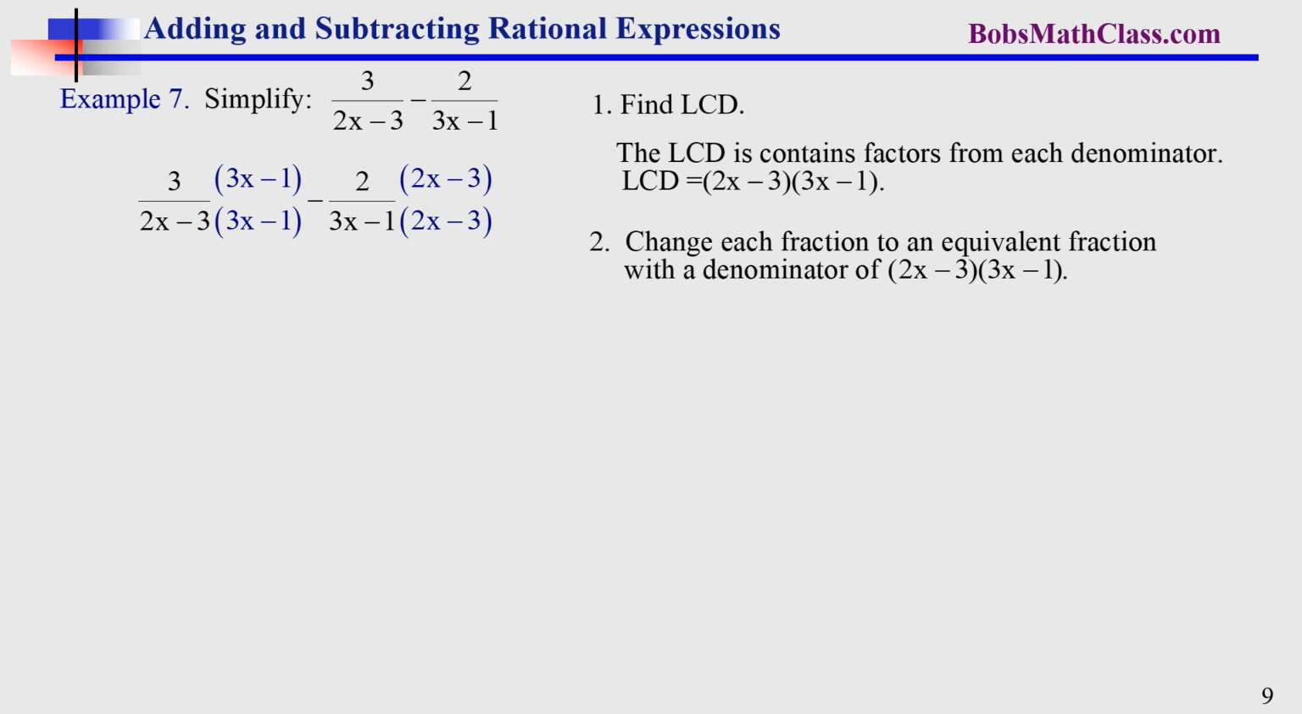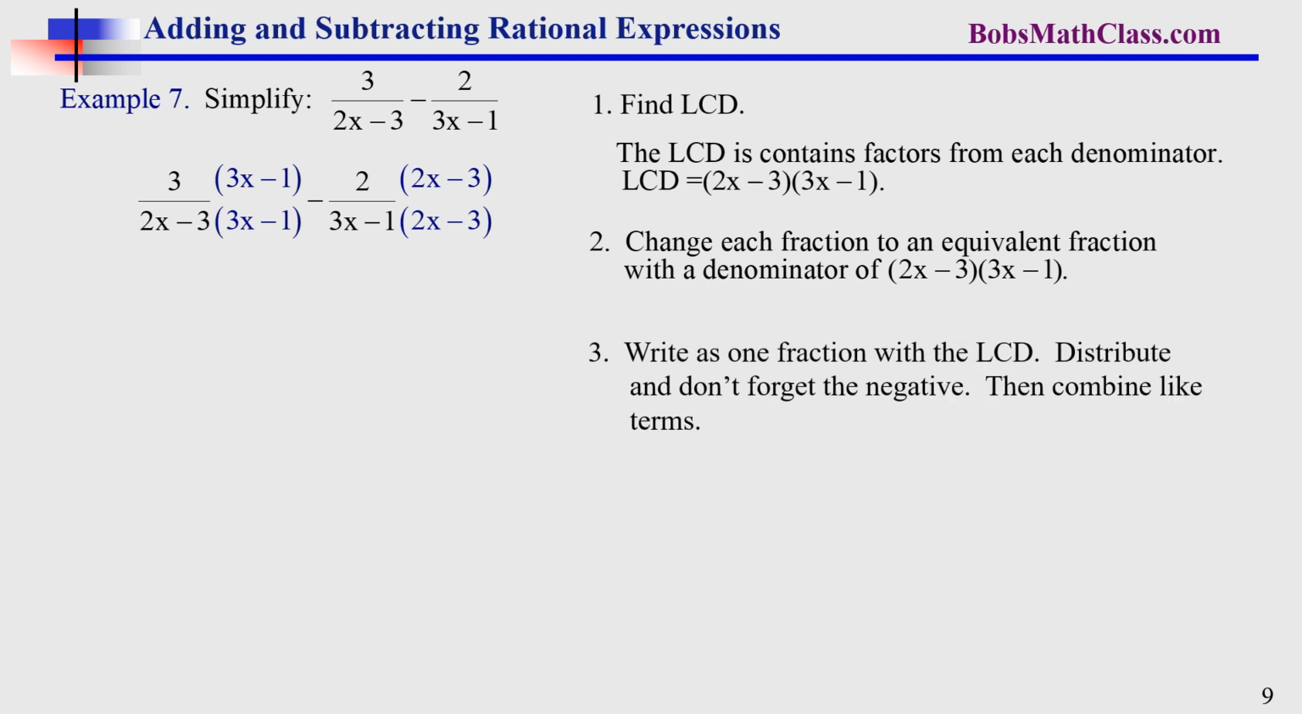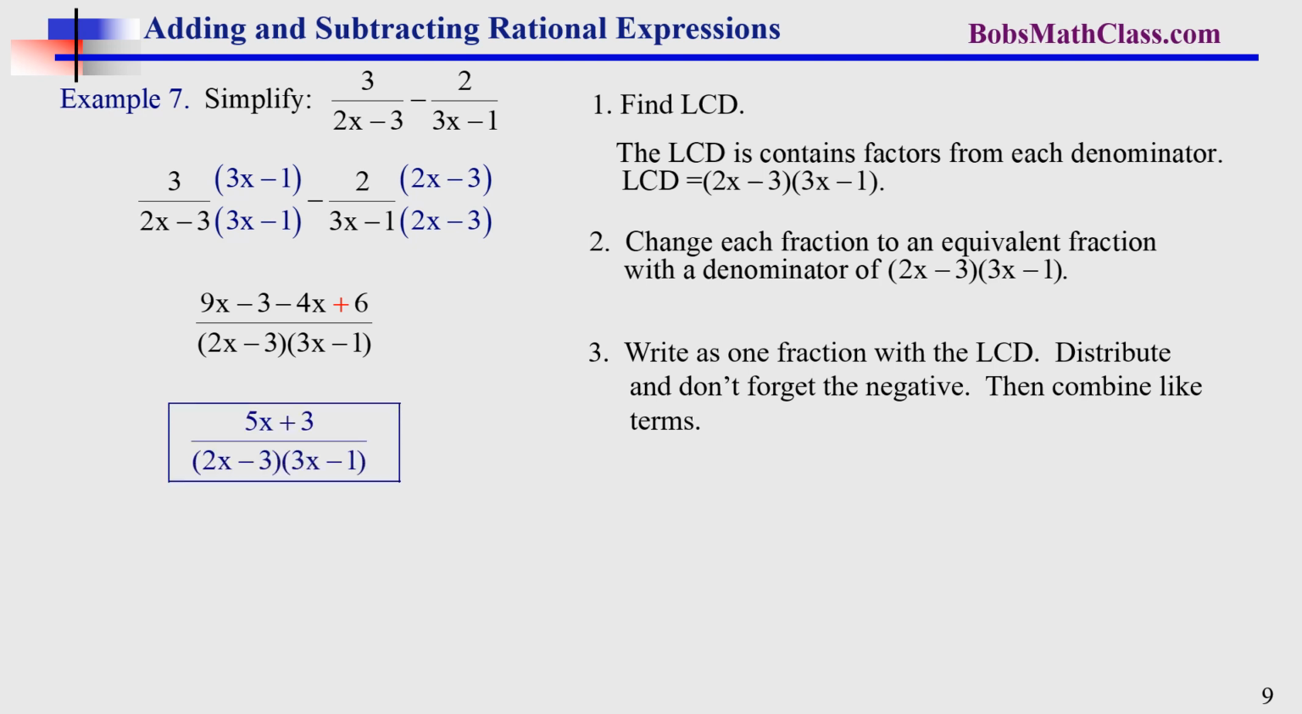Okay, so now distribute the 3 and distribute the 2. Wait, it's not a 2, right? It's a negative 2. So distribute the 3 and distribute the negative 2. Put that in the numerator, and the denominator will have 2x minus 3 and 3x minus 1. So it's 9x minus 3 minus 4x plus 6. Add the like terms, and then we're all done. 5x plus 3, nothing we can do with that.